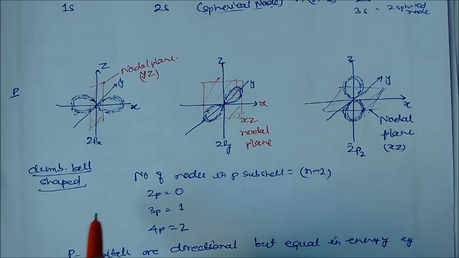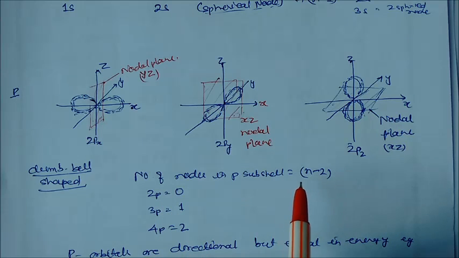And this shape is actually called dumbbell shaped. Again we can calculate the number of nodes in the p subshell, that is n minus 2. This means if you take 2p, 0 nodes; 3p, 1 node; 4p, 2 nodes. We can easily calculate.